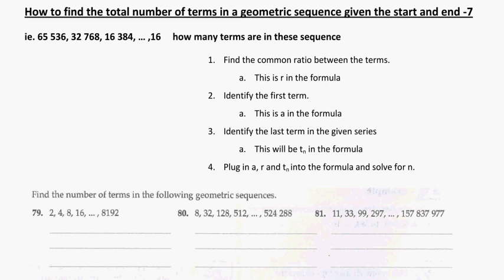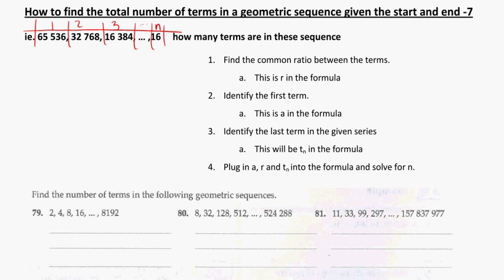Okay, so with geometric sequences, sometimes they ask you to figure out, again, the sequence doesn't have to be infinite, so in this case, this one starts at 65,536 and ends at 16, and they want to know how many terms, basically total, is the whole thing. So you can think about breaking this out. First, second, third, we don't know how many, and then what term number is 16.